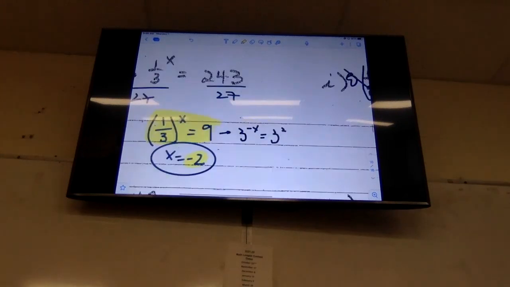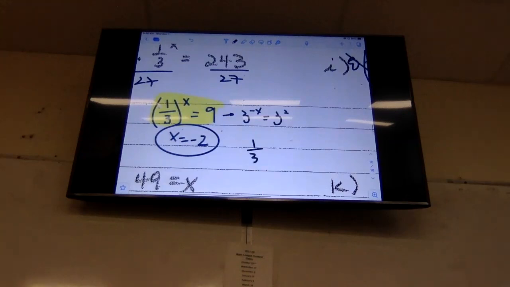If you want to manipulate them a little bit more to get the same base, the first thing I thought of was, if I make 1/3 just a normal 3, I can make that 3 to the -x, and then 9 will become 3 squared. Or you can even keep it as 1/3 to the x, and if you make 9 into 1/3 to some power, then I would have to think through that and get to -2, and at the end of the day, I still have them equal to each other. So lots of different ways to get to the same spot. Whatever works best in your brain is what I want you to use.